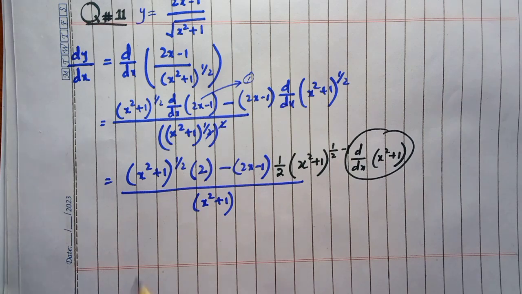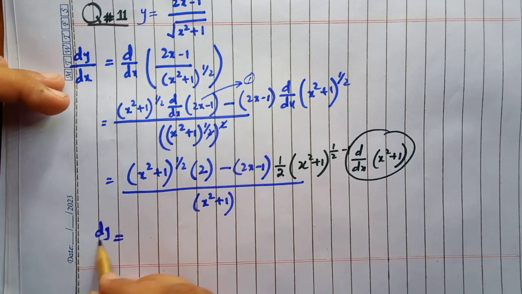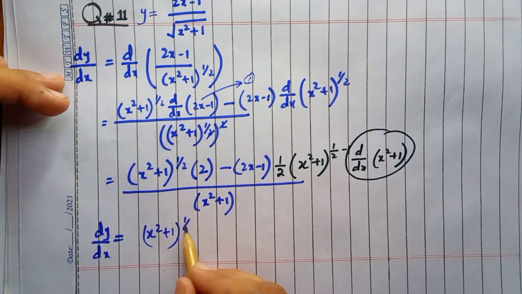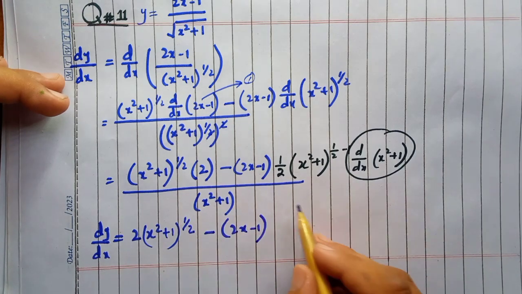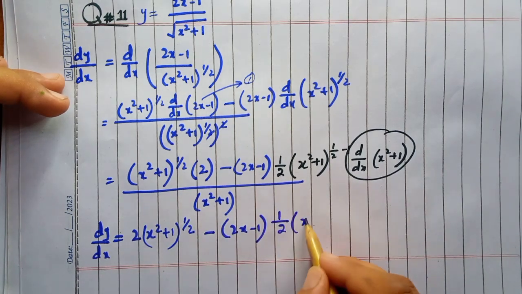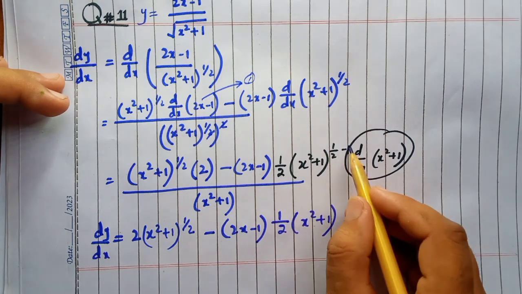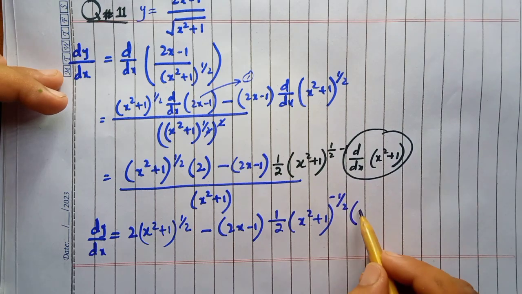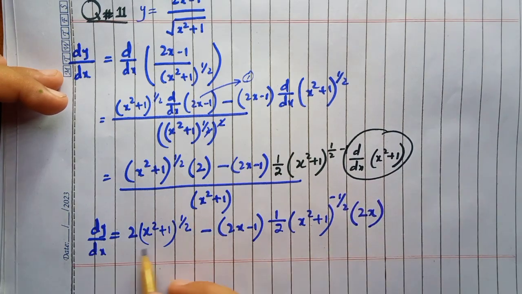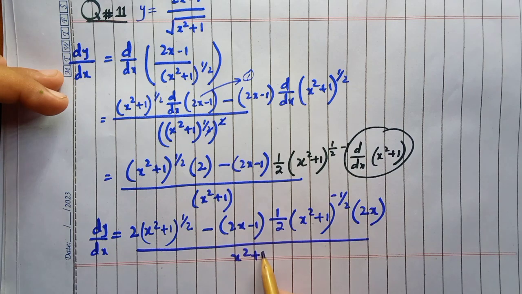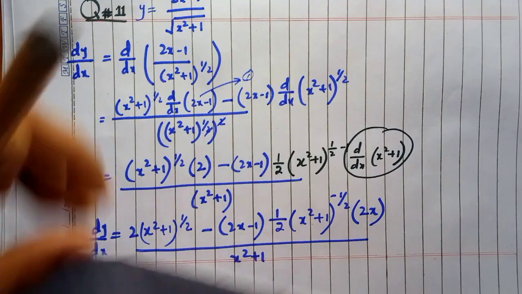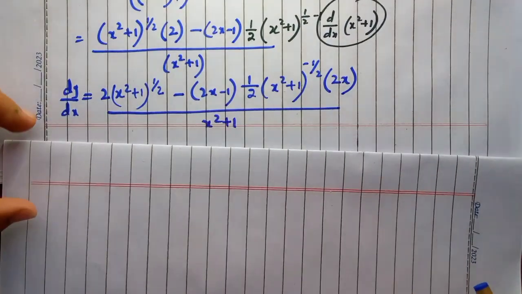So this expression of dy over dx will be equal to x square plus 1 raised to the power 1 over 2 and 2 minus 2x minus 1. So this will become 1 over 2 times x square plus 1, and 1 over 2 minus 1 will be equal to minus 1 over 2, and the derivative of x square plus 1 will be equal to 2x divided by x square plus 1. So after that we simplify this.